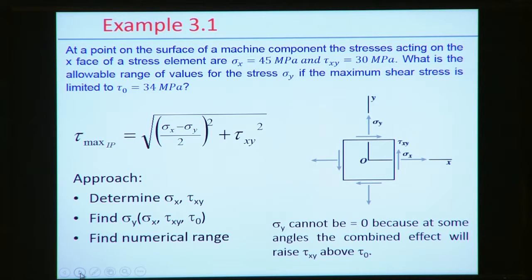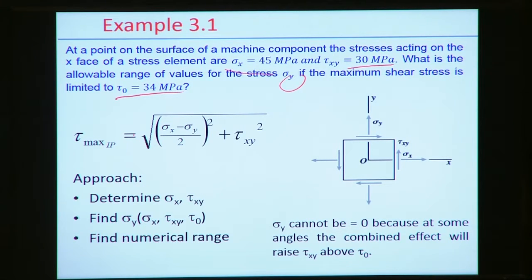Now we will look into a few example problems to clarify the application of all these stresses, and how we can find the maximum and minimum principal stresses. In this example, at a point on the surface of a machine component, the stresses acting on the x face of a stress element are sigma x equal to 45 megapascal and tau xy 30 megapascal. Now what is the allowable range of values of the stress sigma y if the maximum shear stress is limited to 34 megapascal?